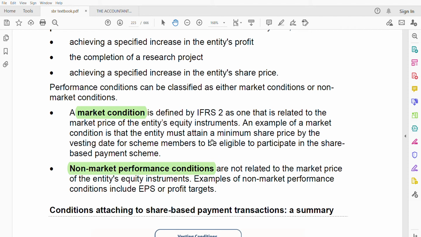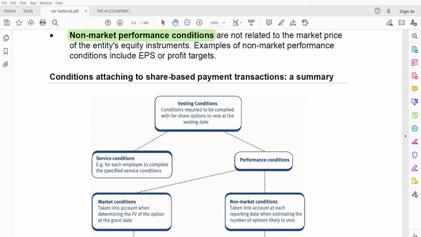What about non-market performance condition? These are not related to market price. Examples are your EPS, profit target. They will tell you. So this is like a summary for conditions which are attached to share-based payment.